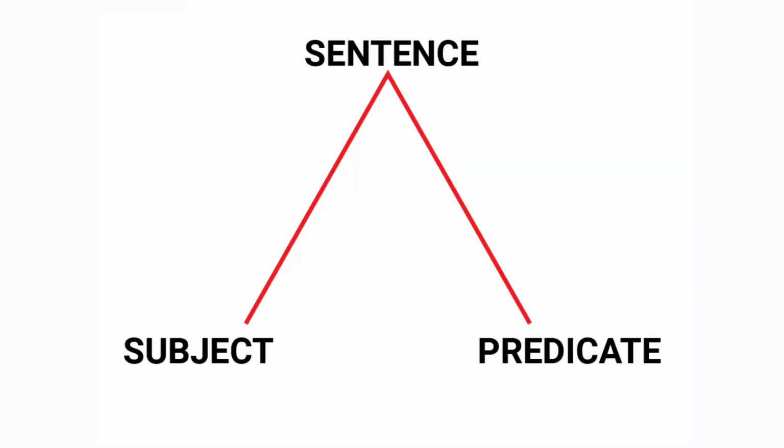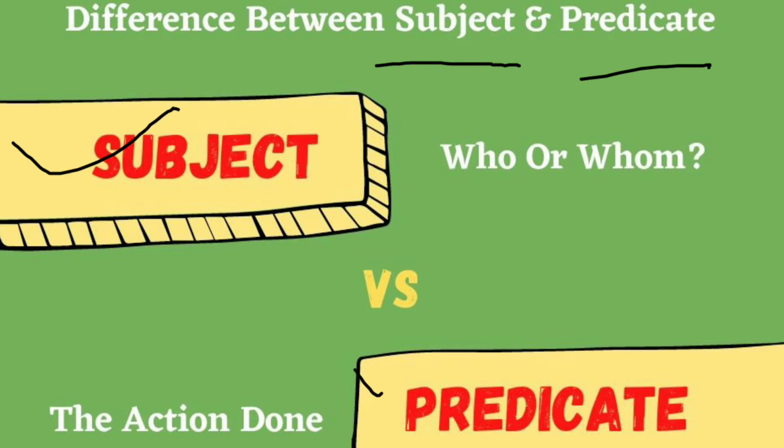Today we discuss English grammar topic, subject and predicate. So guys, let us start. So when we write a sentence, there are two things. One thing is subject and second is predicate. So let us see the difference between subject and predicate.